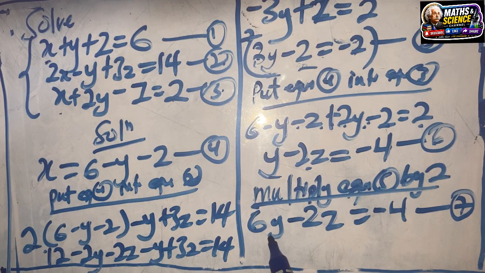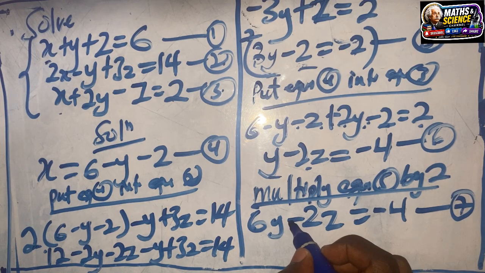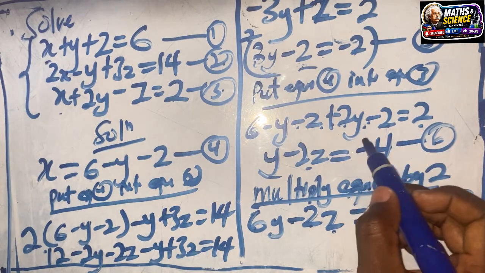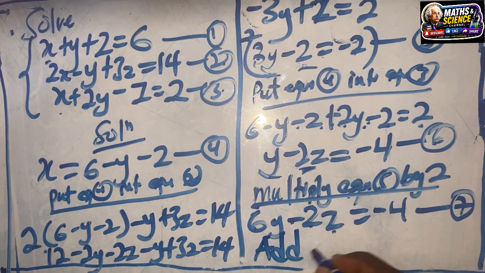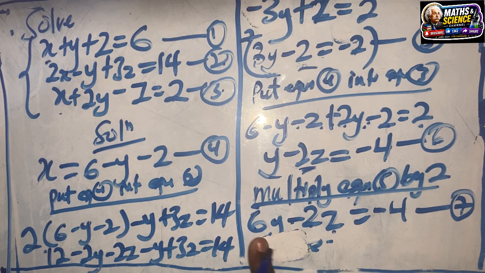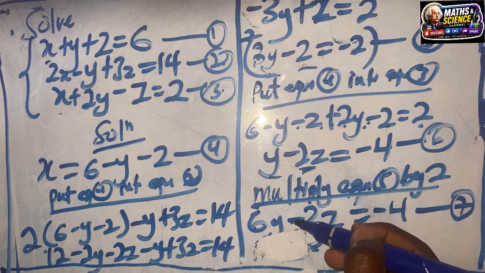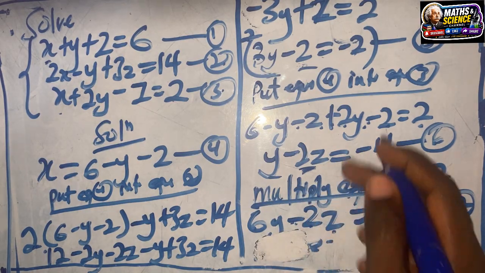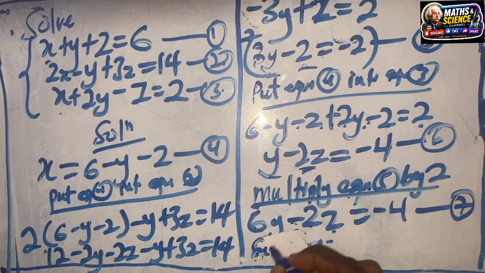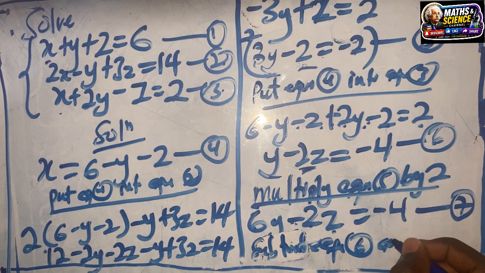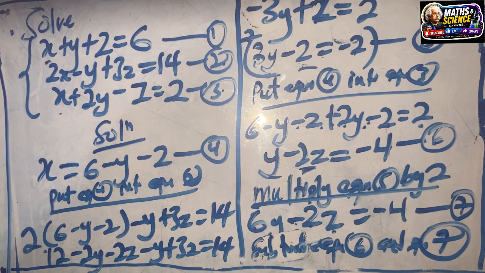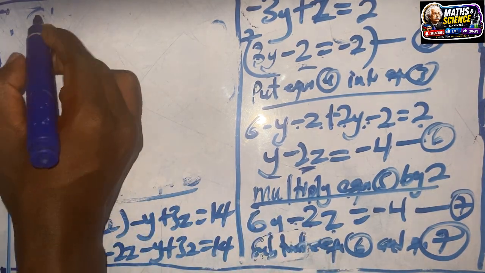Then from here, because I have minus 2z here, and then from equation 6 I have minus 2z here, I can just add equation, so let's say add, no, subtract. You have to subtract because I have negative here, so the only thing is to subtract so that the z component goes away. So we say subtract equation 6 and equation 7, right? Let me write equation 7 first.